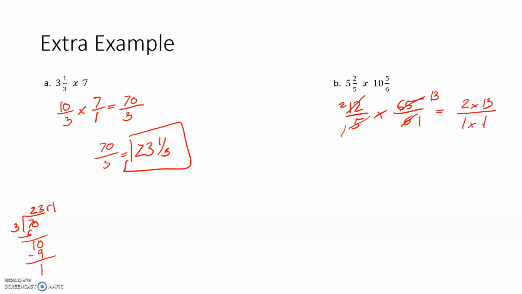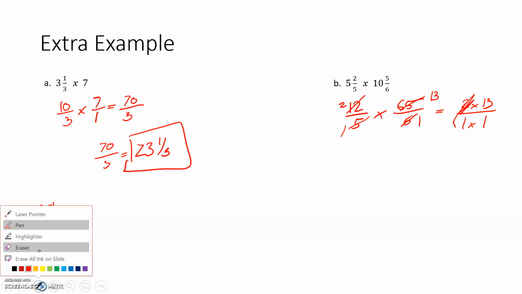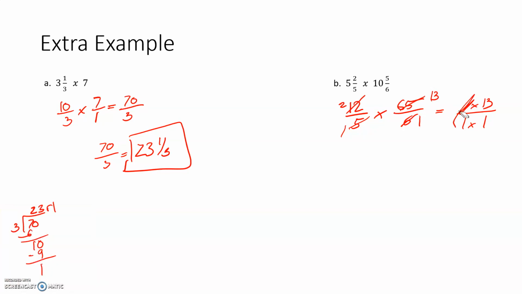All right, and then I actually made a mistake. Let me go back. I just noticed that. I cross canceled that 6 wrong because what did I? Oh, I did this whole thing wrong. So I'm going to start over real quick. I don't know what I was thinking.